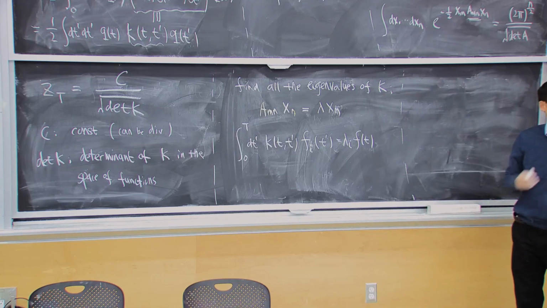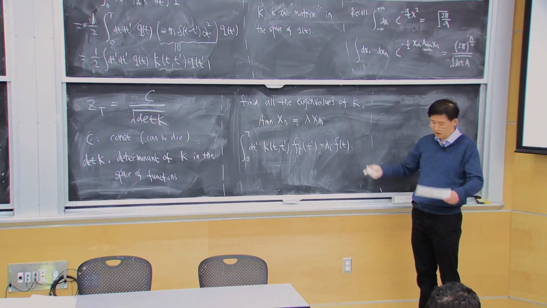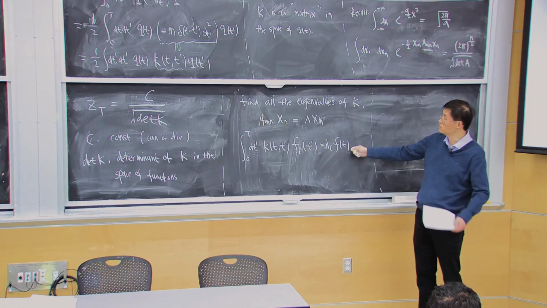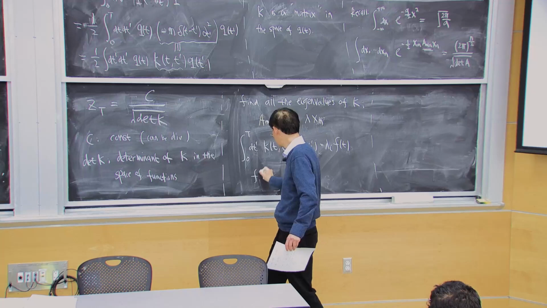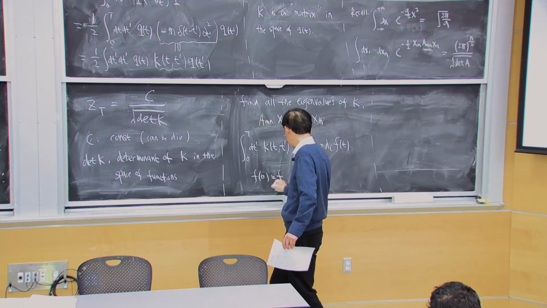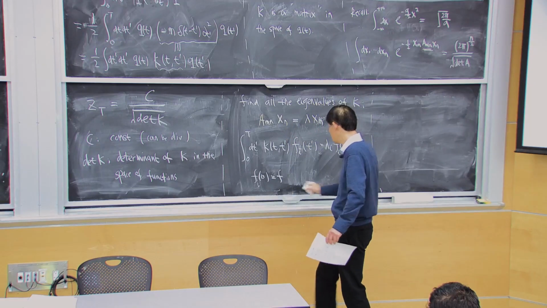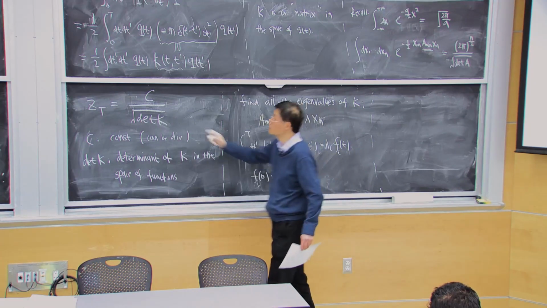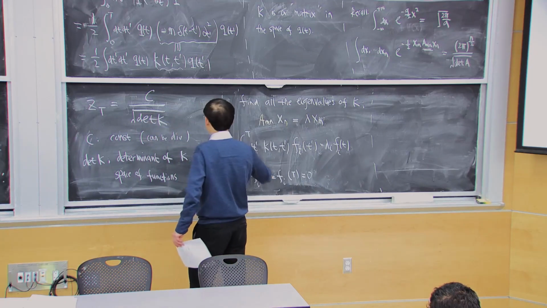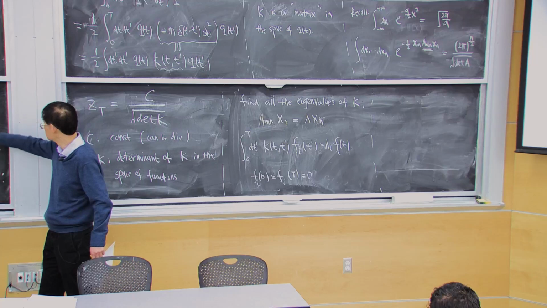So you just find all the eigenvalues of K and F_i(t), and of course they should satisfy the boundary condition that F_i(0) equals F_i(T) equals 0, because that's the condition of a path integral. The path integral is set from 0 to 0.